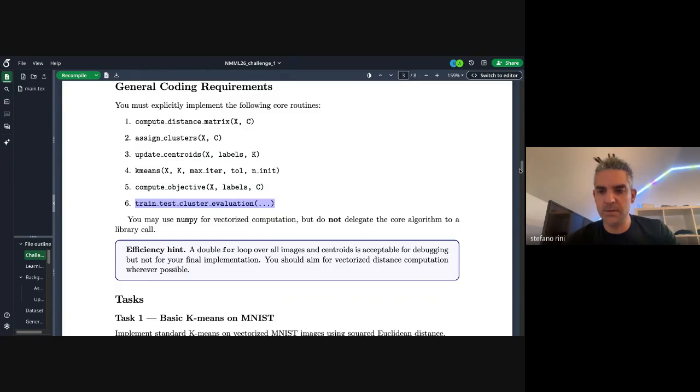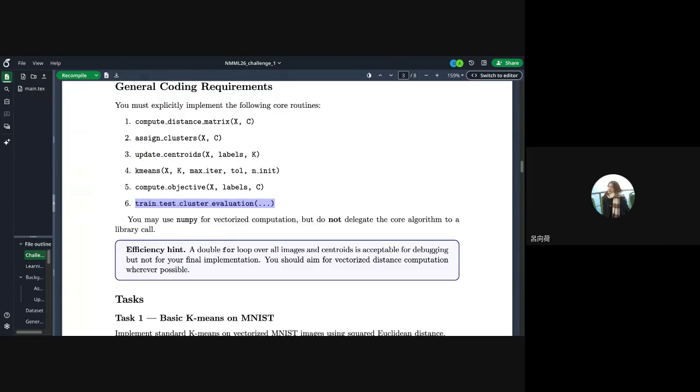Let me ask. So this splitting between train and test, it's okay? The splitting between train and test is clear? Let's see. Yes, no. Please respond in chat, guys. Otherwise, I can spend some more time on that.